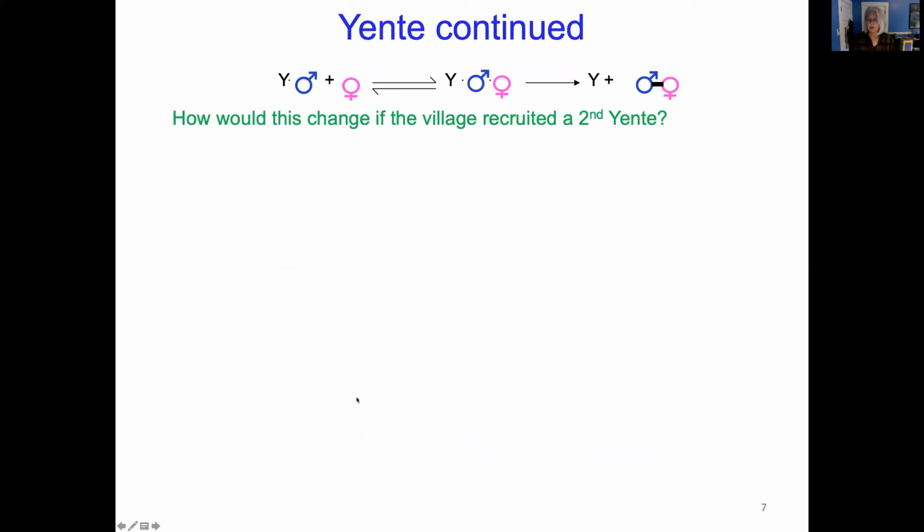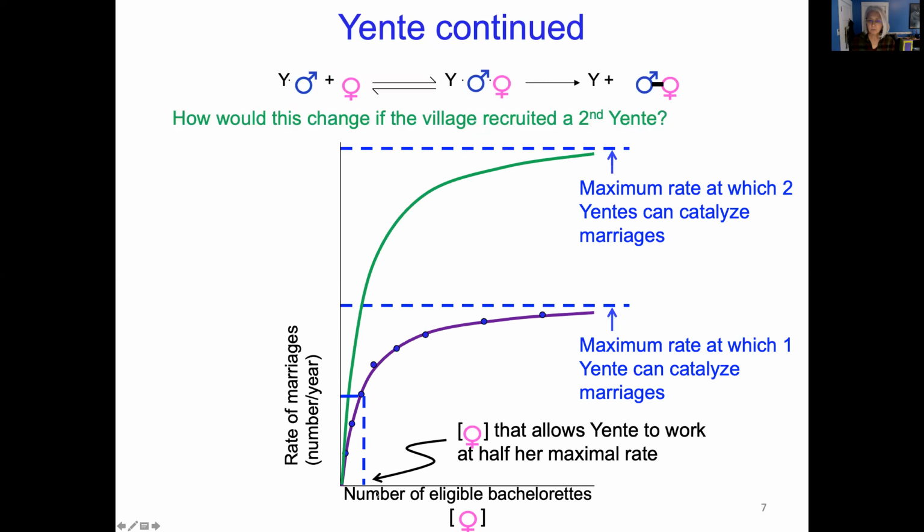Okay. So how would the situation change if the village recruited a second Yenta, a second matchmaker? What would we expect? Well, you'd expect that the maximal rate would double, right? If the second Yenta worked just as quickly as the first Yenta, if they were molecularly identical, then you'd expect a doubling. And that's exactly what we see for enzymes.